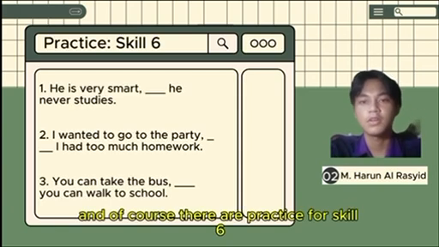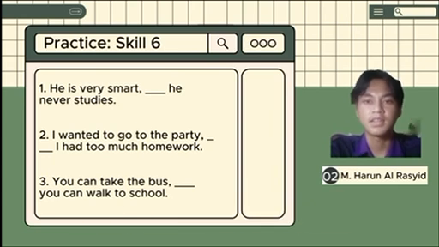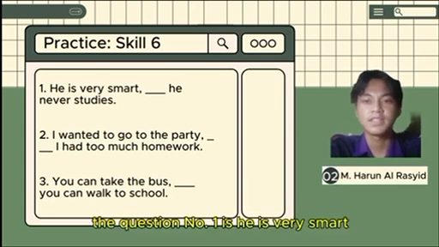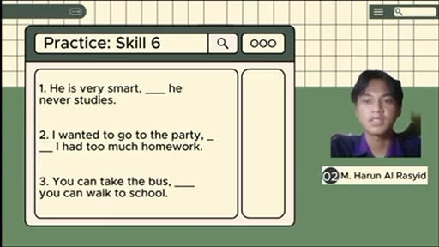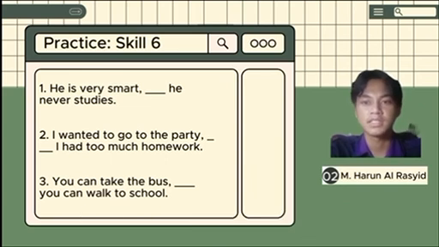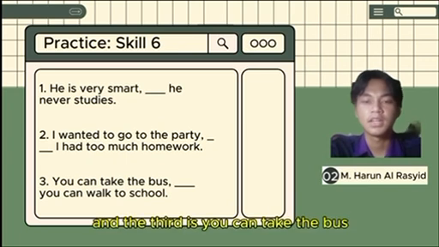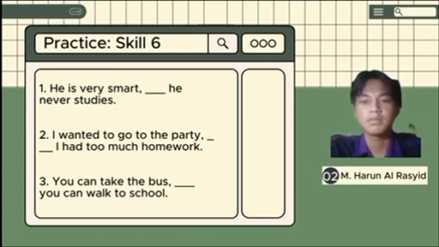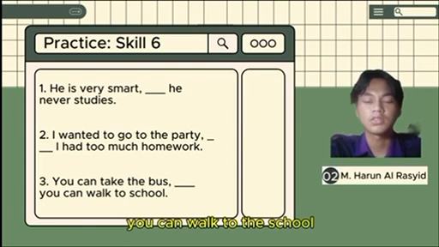And of course, there is practice for skill 6. Question number 1 is, he is very smart, blah blah blah, he never studies. Question number 2 is, I wanted to go to the party, blah blah blah, I had too much homework. And the third is, you can take the bus, blah blah blah, you can walk to the school.